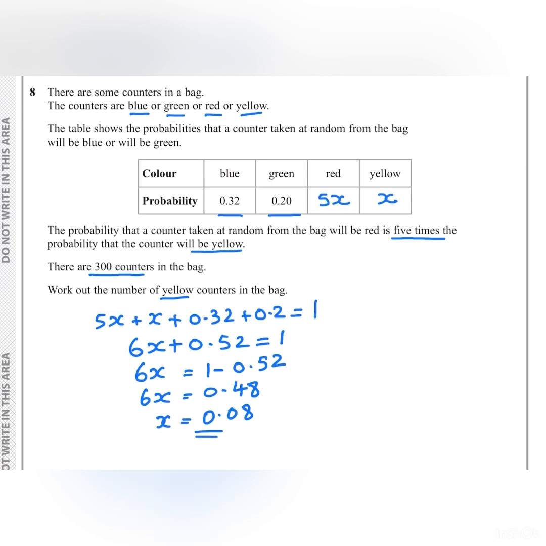Okay, so that's the value for x. And now we can figure out how many yellow counters there are. Well, yellow is x, which we just worked out. So 0.08 times 300. And there are 24 yellow counters.